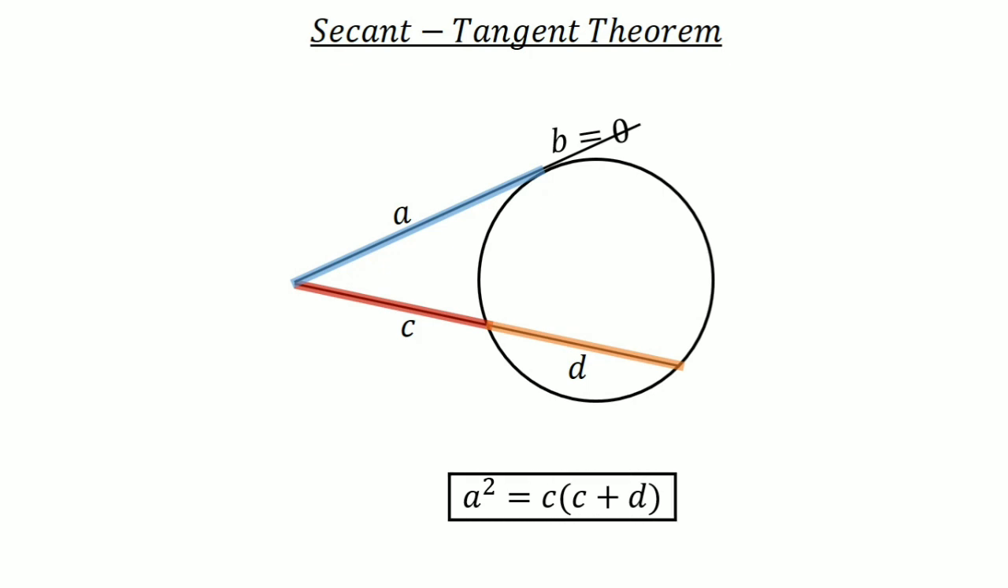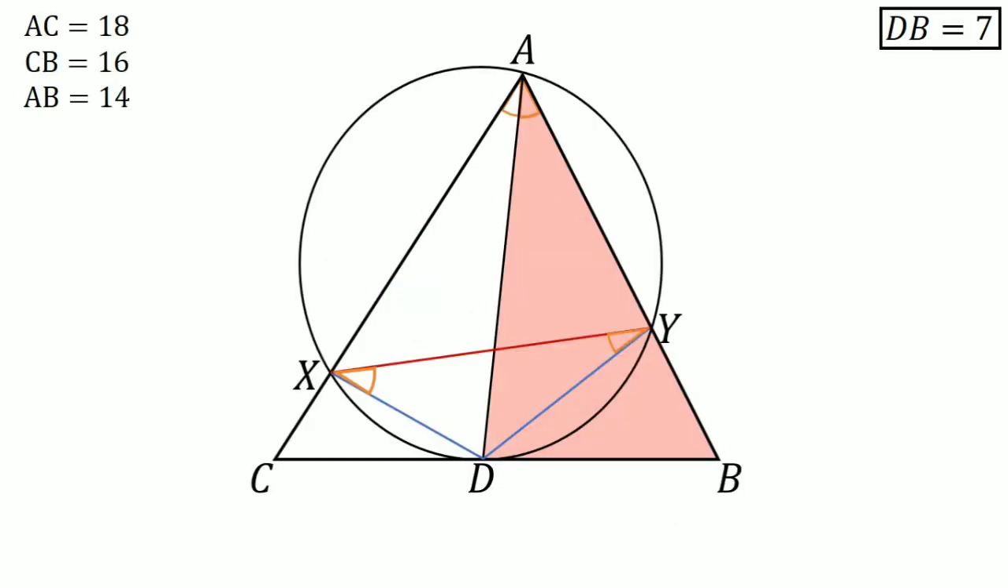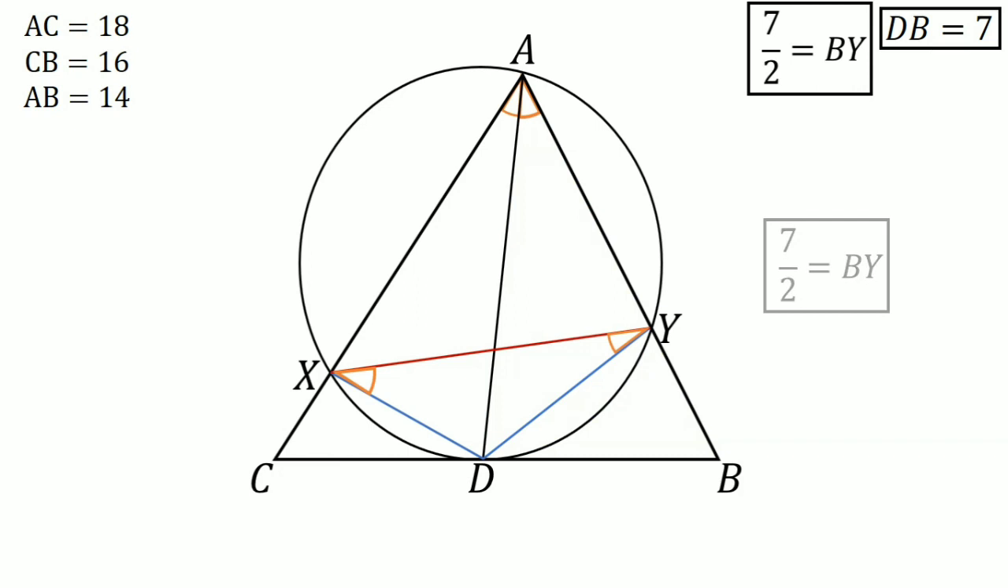Now consider this triangle ADB, with DB working as a tangent, AY working as a chord, and YB working as a line. So DB square is equal to BY times BA. Putting DB equal to 7 and BA equal to 14, we can say BY is equal to 7 divided by 2.